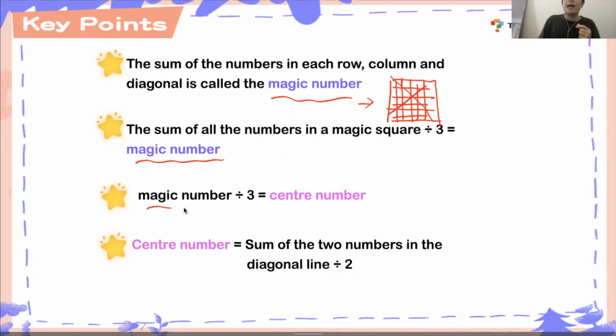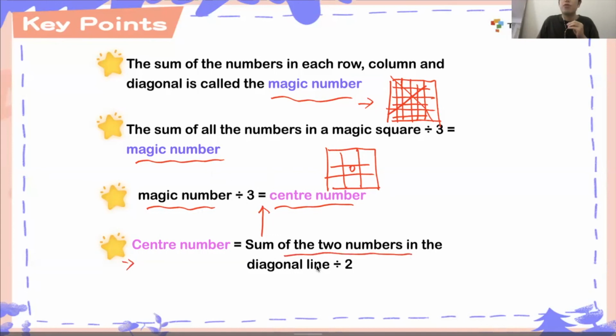And also the magic number divided by 3 is the center number. Okay, we have a magic square here, and this one is the center number. And this number times 3, we will have the magic number. And the magic number divided by 3, we will have the center number. Okay, so based on this part, we will have the next conclusion: the center number equals the sum of two numbers on the diagonal line divided by 2.